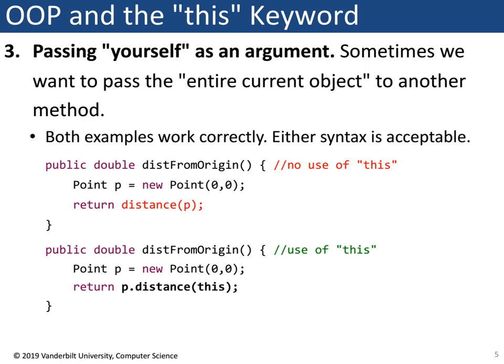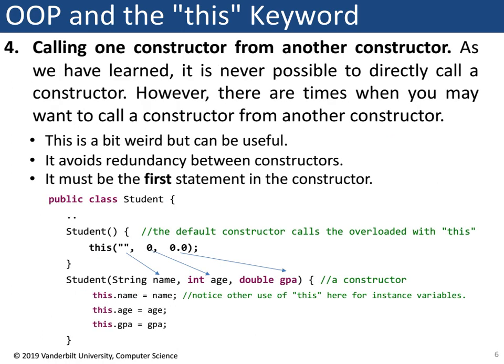Two ways of going about the same thing, but the point here is that this refers to the implicit parameter, which is a point object, and we can pass this implicit object to other methods which accept point objects using the keyword this. Here's an example of using the this keyword to call a constructor from inside of another constructor.